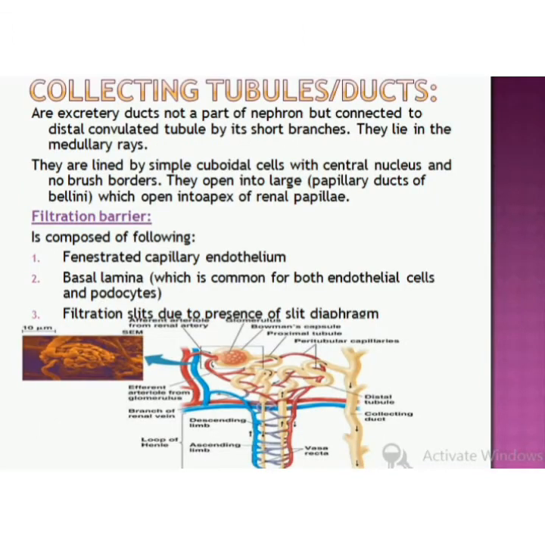Then we have collecting tubules or collecting ducts. They are excretory ducts, not a part of the nephron, but connected to the distal convoluted tubule by short branches. They lie in medullary rays. They are lined by simple cuboidal cells with a central nucleus and no brush border. They open into large papillary ducts of Bellini, which open into the apex of the renal papillae.